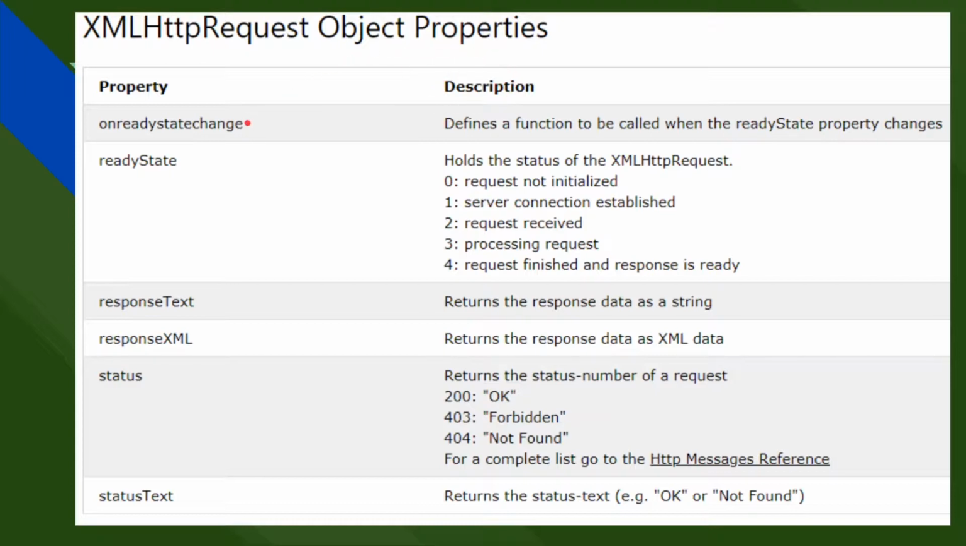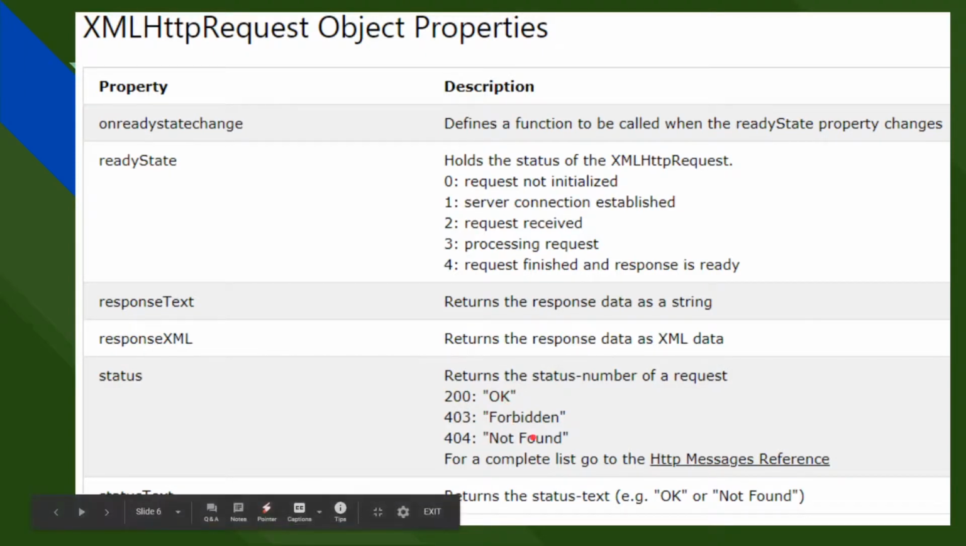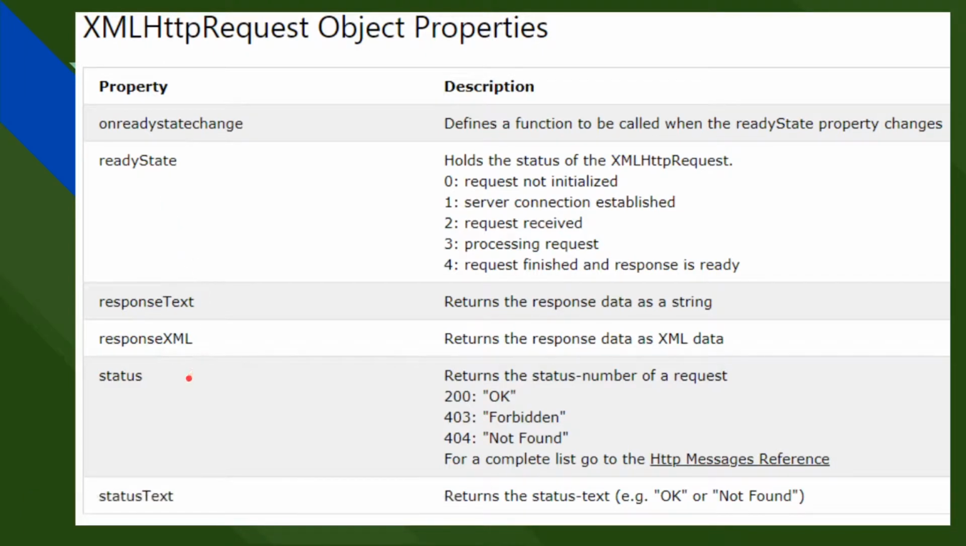So in these properties we're gonna use onreadystatechange, readyState, responseText, and status. These four properties, because statusText and status are identical. If you see the code, OK and Not Found is 404. Here you have the same thing, OK and Not Found. So we will only use these four.